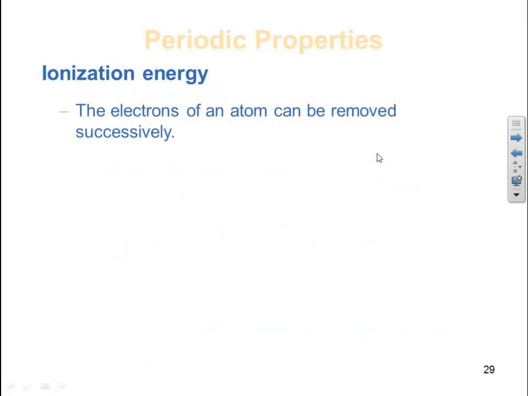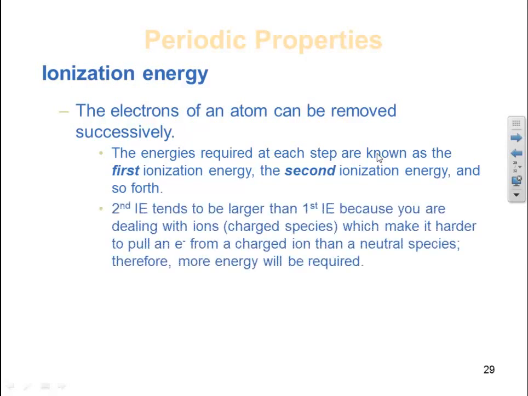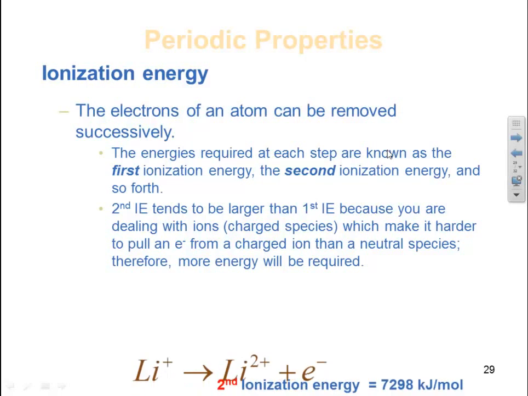The electrons of an atom can be removed successively. The energies required at each step are known as first ionization and second ionization energy, and so forth. The second ionization tends to be larger than the first ionization because now you're dealing with ions, charged species, which makes it even harder to pull off an electron from a charged ion than a neutral species. Therefore, more energy will be required.